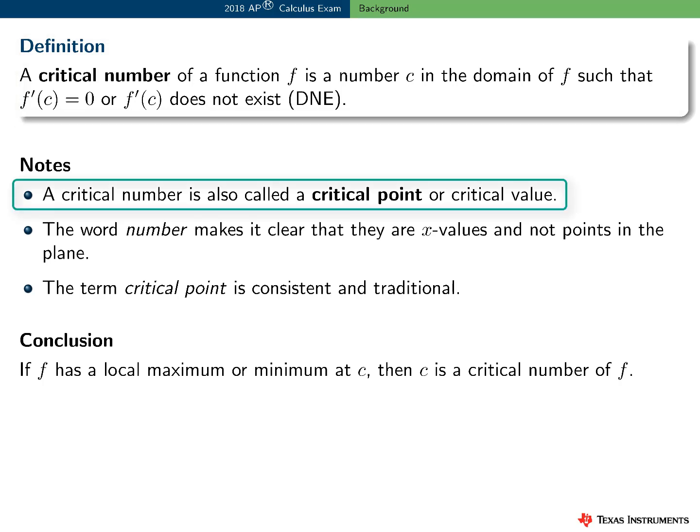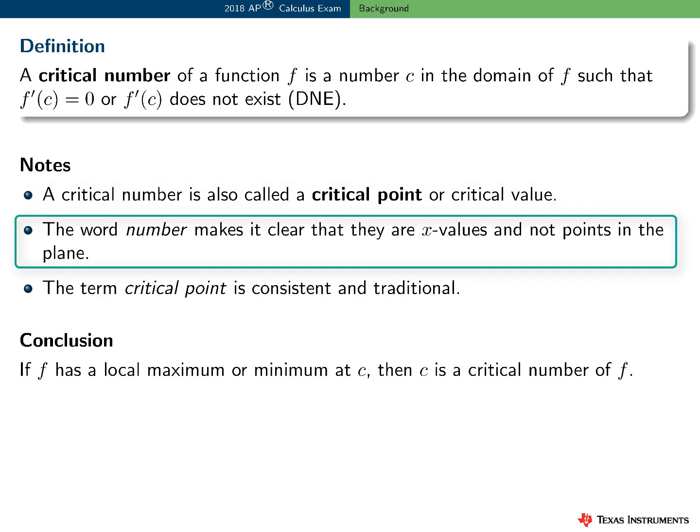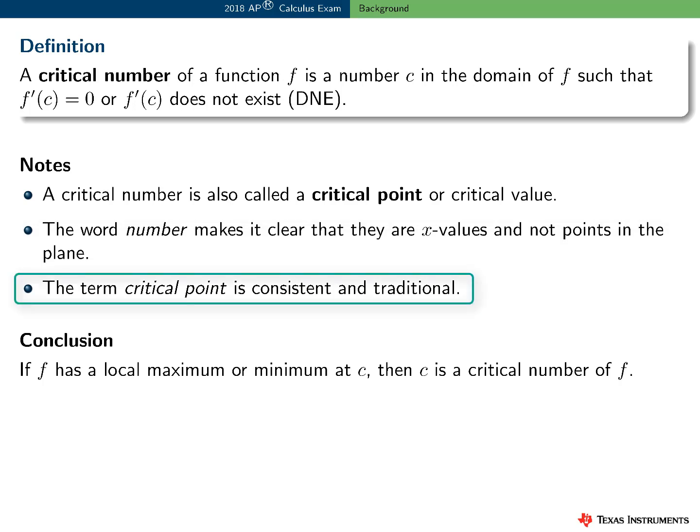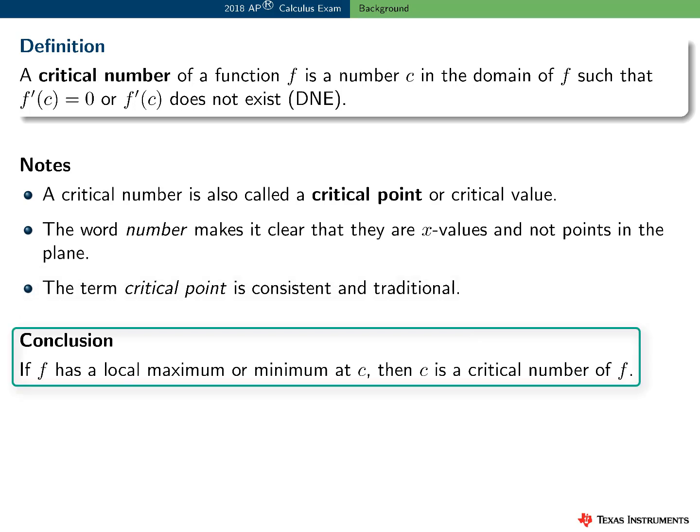Here are a few notes about this definition. First, a critical number is also called a critical point, or a critical value. Now, I think the word number makes it clear that they are x values and not points in the plane. However, the term critical point is consistent and traditional, and it's used on the AP Calculus exam in both questions and solutions. Finally, we can conclude from all of these definitions and theorems: if f has a local maximum or minimum at c, then c is a critical number of f.